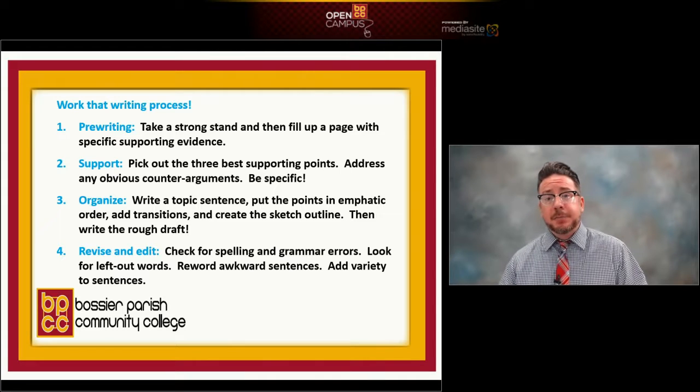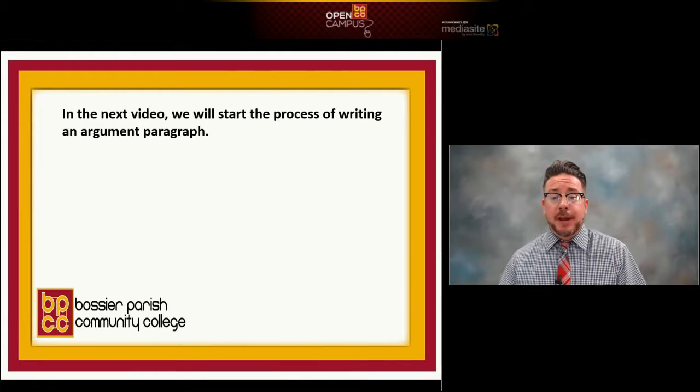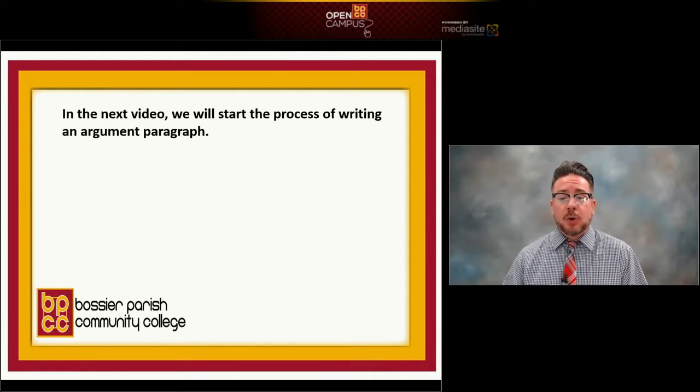Then you're going to write your sketch outline: write a topic sentence, put the points in emphatic order, add your transition words, and then you're all ready to write your rough draft. After you write your rough draft, don't forget to revise and edit. Check for spelling and grammar errors, look for left out words, reword any awkward sentences, add variety to your sentences, make sure that you've got plenty of specific detail in there.